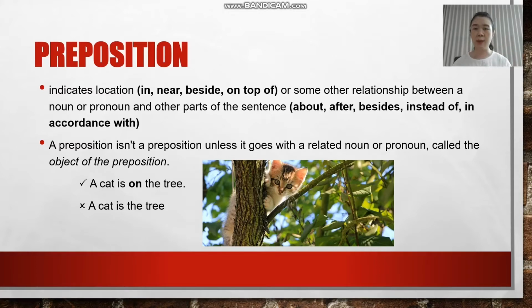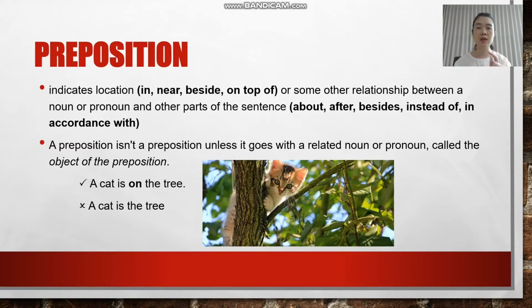Okay, example, we have a little cat, little kitty here. A cat is on the tree. So we have 2 nouns in this sentence, right? We have the words a cat and the tree. So if you want to talk about the location, where is the cat? But if we don't have the preposition, well, it's pretty hard to express or convey the message in this sentence. Okay, so luckily we have the word on. Now, on is the preposition in this sentence and we understand that the cat is on the tree.